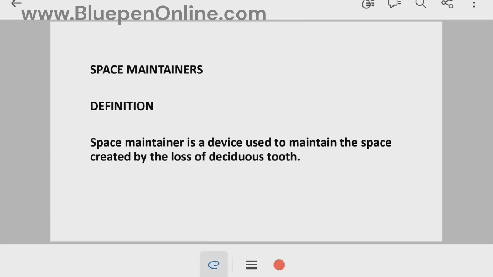Now, what are space maintainers? Which are the best space maintainers? Something that I showed on the first slide. Which are the best space maintainers? Yeah, deciduous teeth, right?